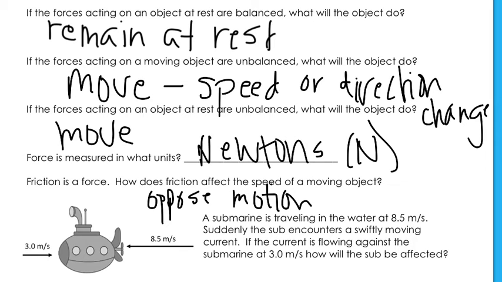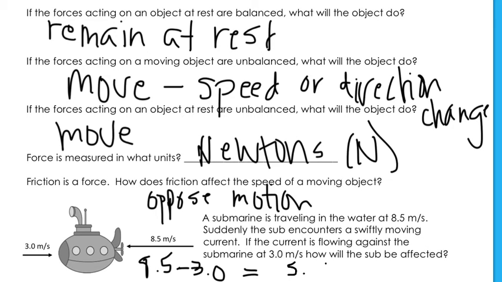The last one, a submarine is traveling in the water at 8.5 meters per second. Suddenly, the sub encounters a swiftly moving current. If the current is flowing against the submarine at 3.0 meters per second, how will the sub be affected? So this one, you're calculating net force. So you take 8.5 minus 3.0 to get your answer. And you get 5.5 newtons. Oops, my bad, not newtons. 5.5 meters per second. So it's going to slow down just a little bit.